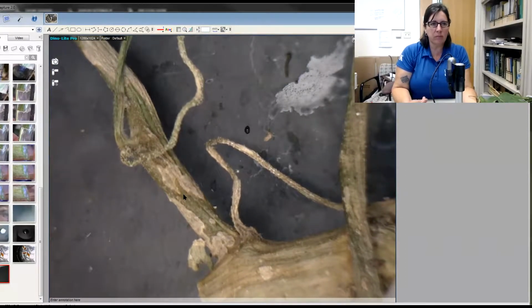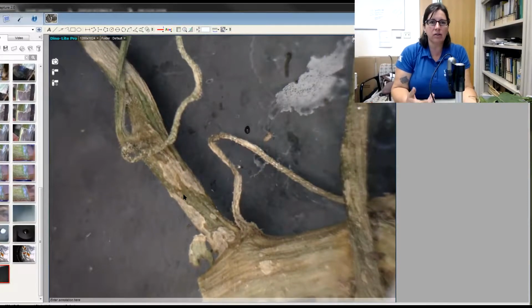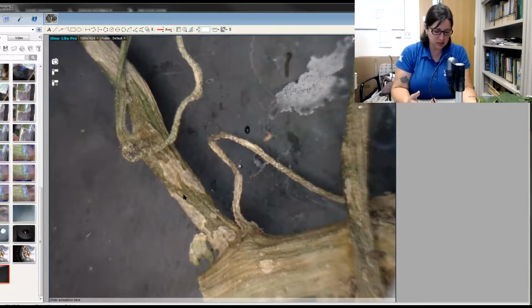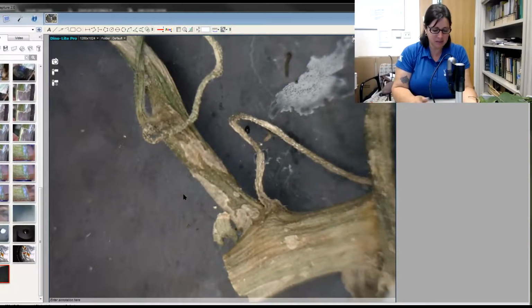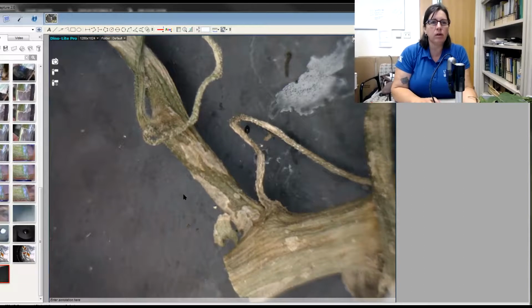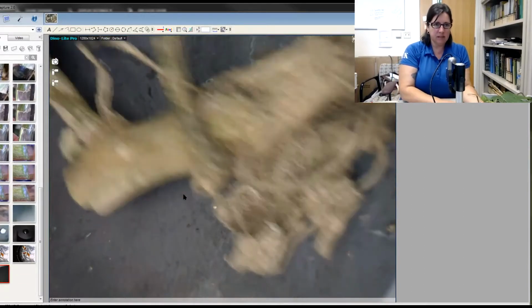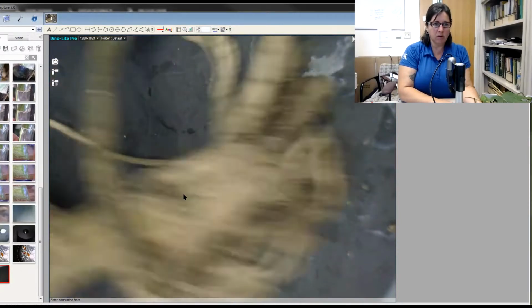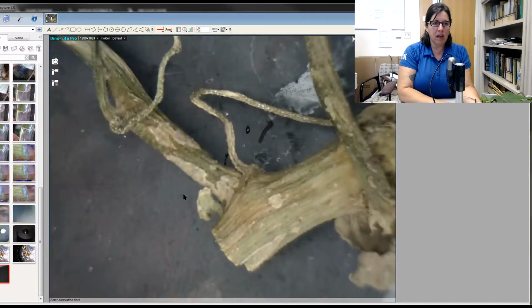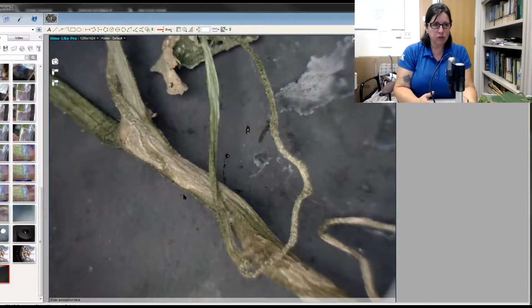So the longer that the bacterium has been in the plant, the higher the titer, or the higher the concentration. So when we're going to sample for the bacterium in this vascular wilt, we are going to look for it at the base of the plant. This is the base of the plant. There's the root. You see the gnawing. And we are going to sample as low as we can. And we're going to look for streaming.